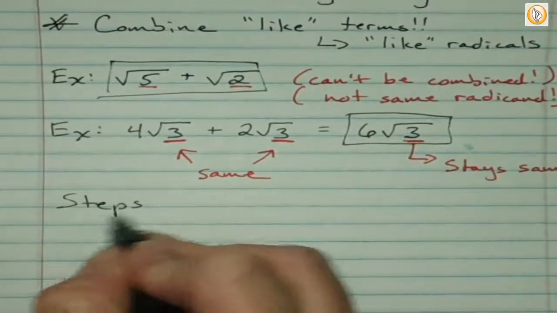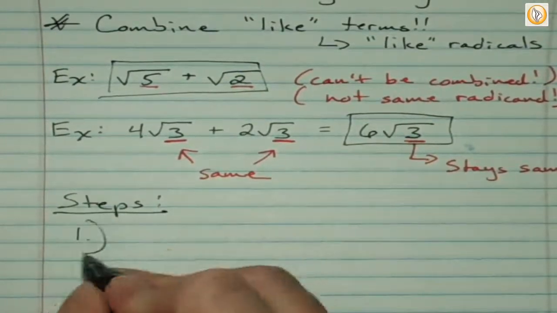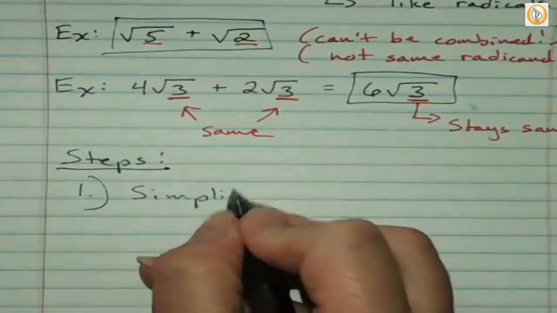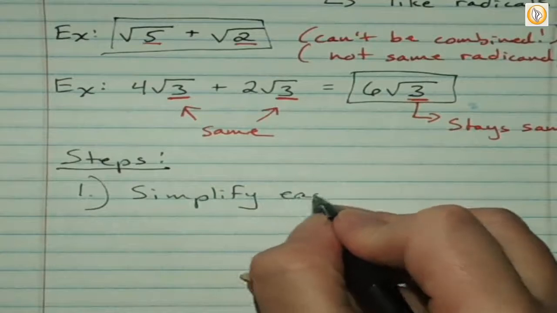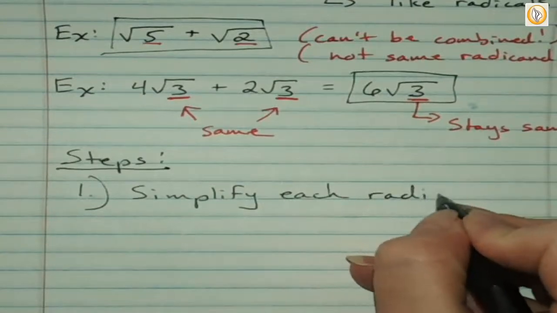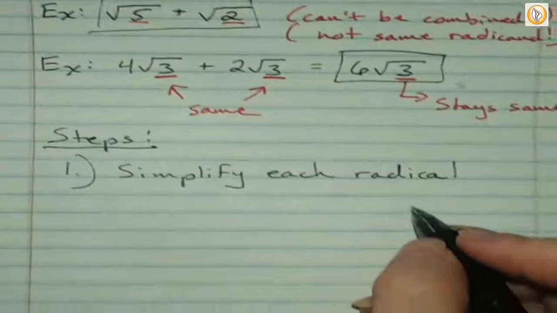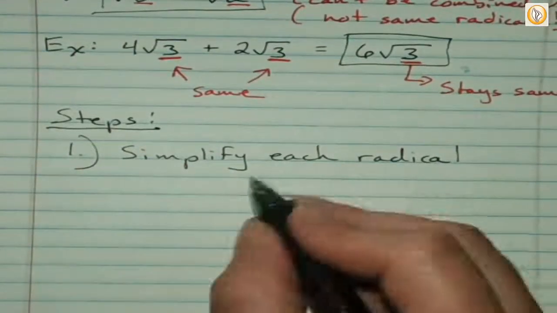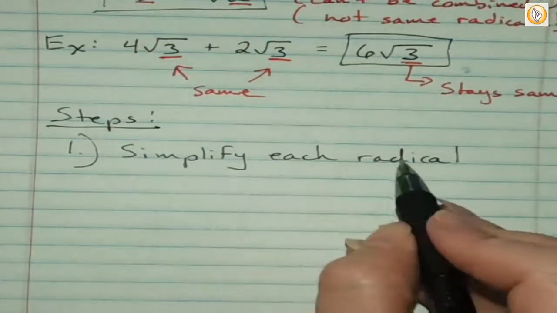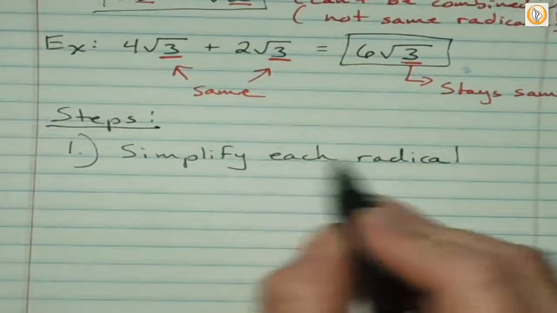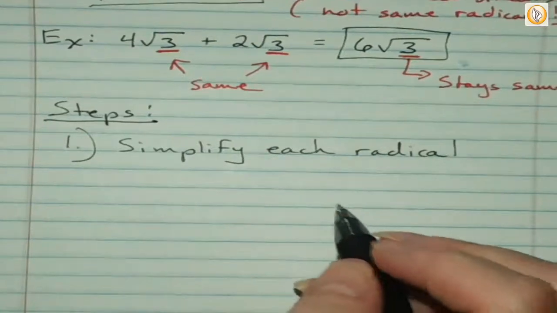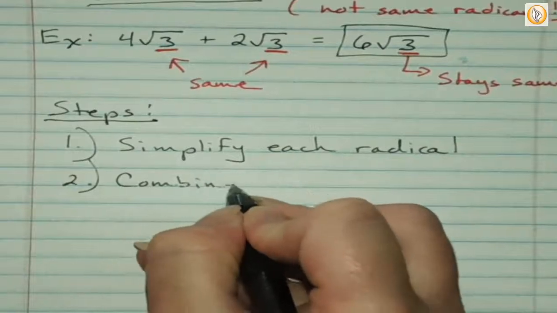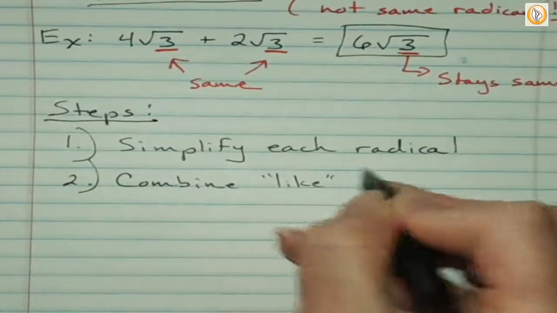So the steps for when you're doing this. The first step, and this is very important, you're going to simplify each radical. And y'all remember how to do that. That's the factor tree and everything, right? Simplify each radical. That's that factor tree and everything. Remember? And then 2, combine like radicals.